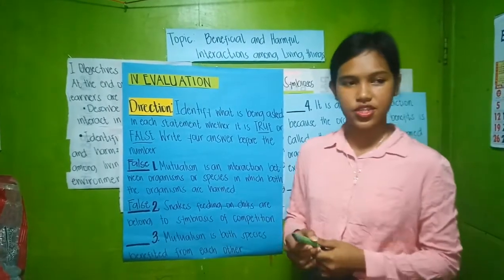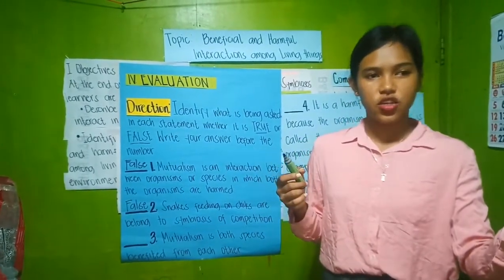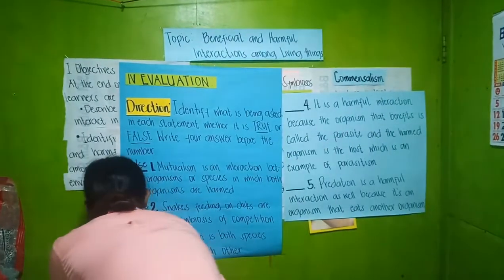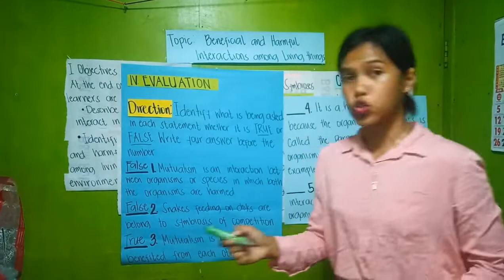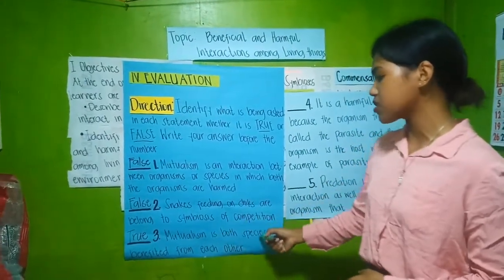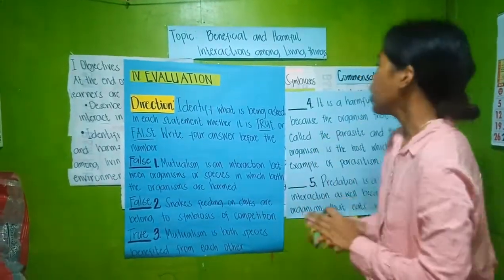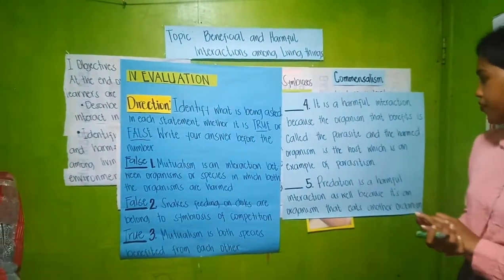Okay, number 3. Mutualism is both species benefited from each other. Is it true or false? Yes, Carla. True, ma'am. Very good. Number 3 is true, which is mutualism is both species benefited from each other. Very good.